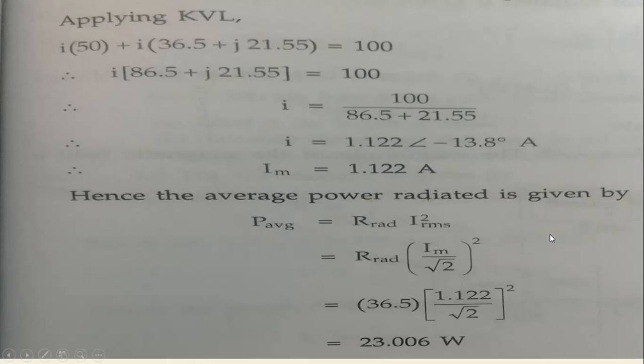Hence the average power radiated is given by P average is equal to I squared R. What is I? I is I RMS, that you can write as Im by root 2, and R radiated will be as it is. So substitute the value of R radiated as 36.5. What is Im? 1.122 by root 2, the bracket of whole square. You will get 23.0065.